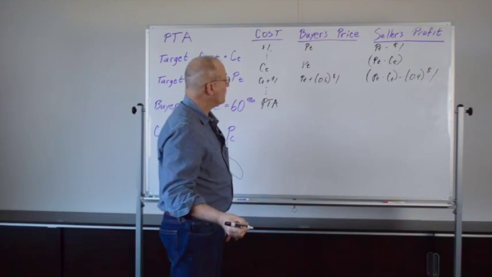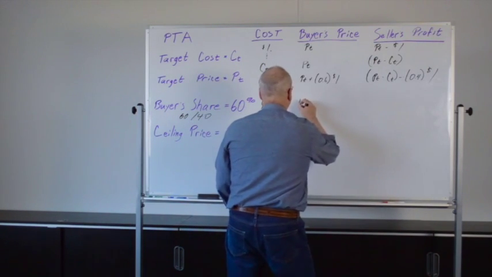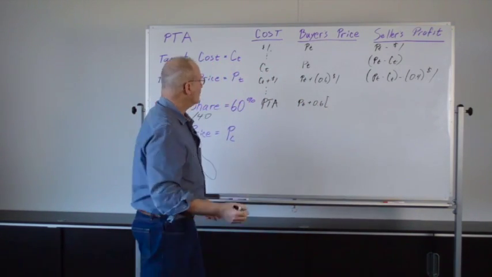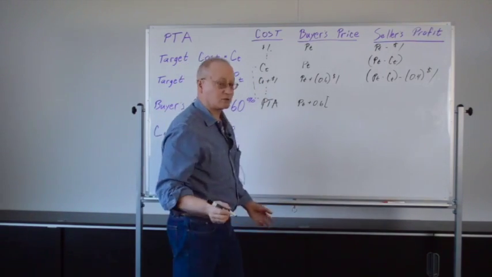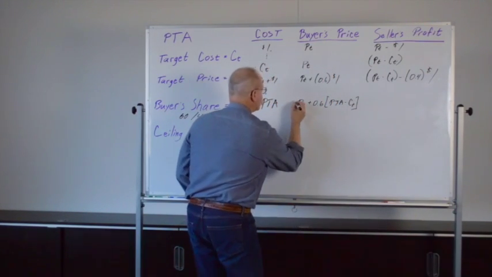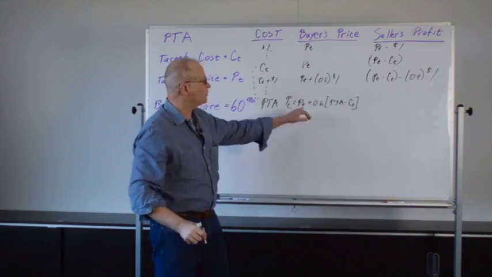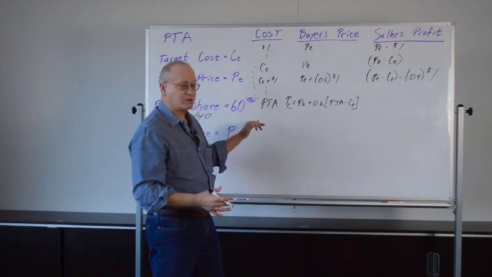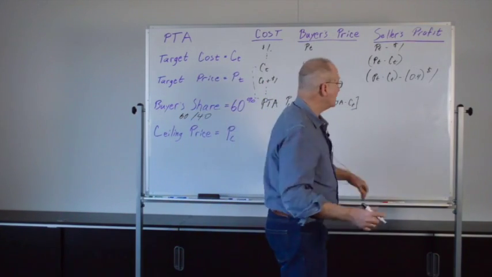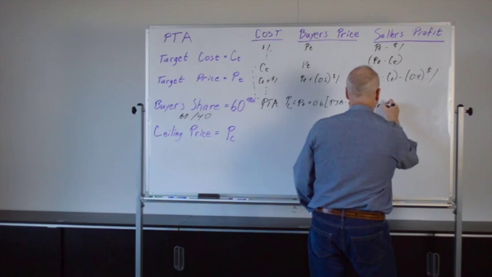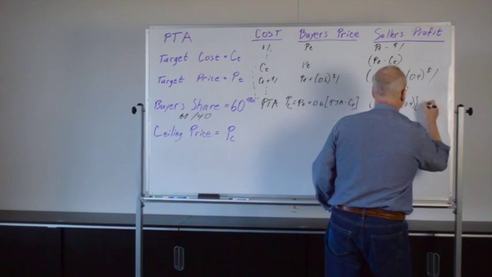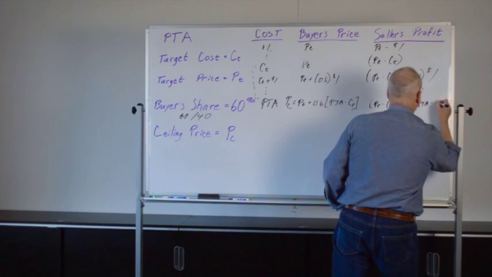And here, the buyer's price is going to be P sub T plus 60% of the cost overrun, which is all the way from the target cost to the PTA. So it's equal to PTA minus C sub T. And by definition, this is equal to P sub C, the ceiling price. That's the meaning of the PTA. When the cost reaches the PTA, the buyer's price reaches the ceiling price. And here, the seller's profit is P sub T minus C sub T minus 40% of that cost overrun between the PTA and the C sub T.